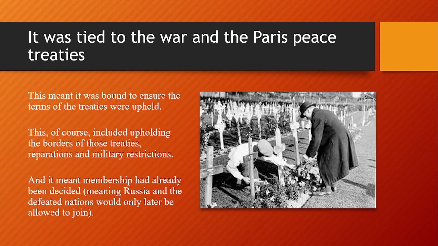But it also meant that membership of the League had already been decided, meaning the defeated nations and Russia would only be allowed to join later, when they had shown that they could be trusted. How do you think that made them feel?